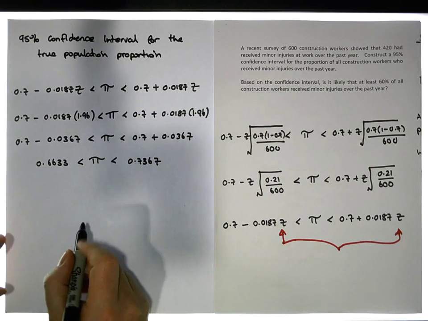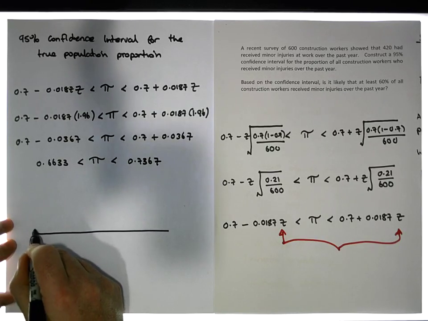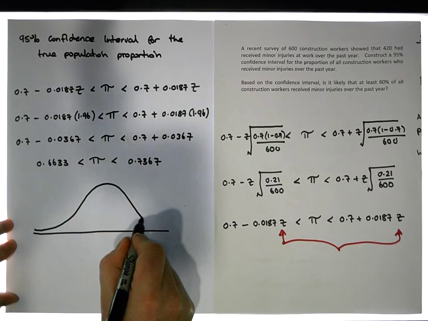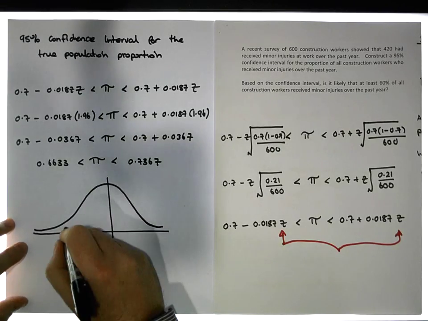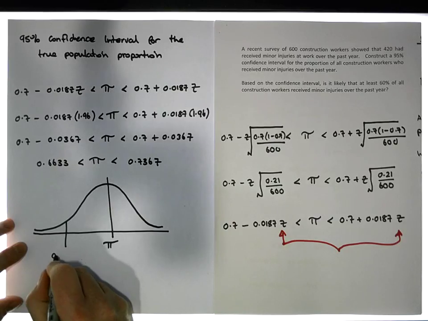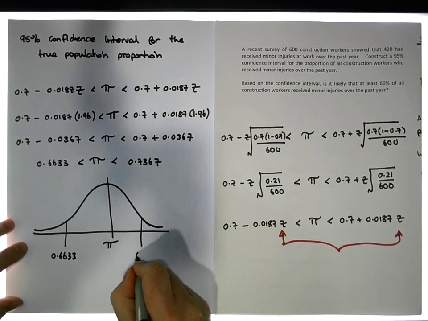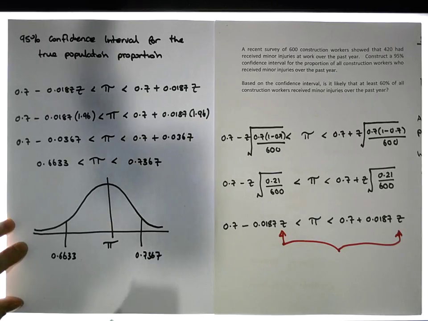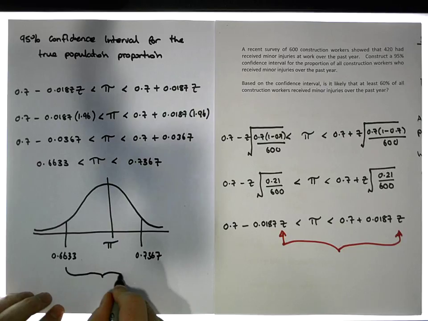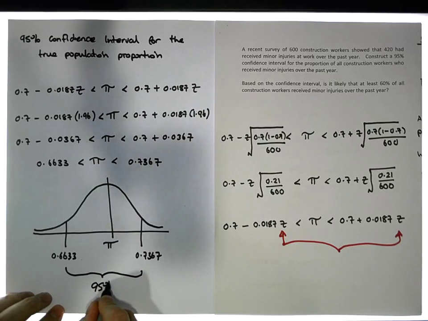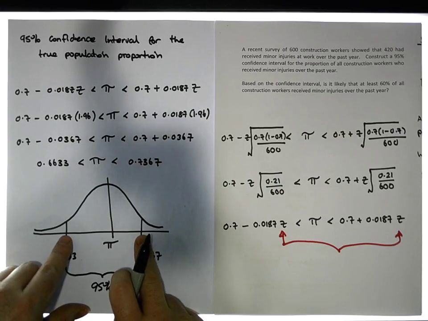So really, what does this mean? Well, it means that the true population proportion is bounded below by 0.6633 and is bounded above by 0.7367. And what we're saying is that we're 95% confident that the true population proportion can be found within those two bounds.